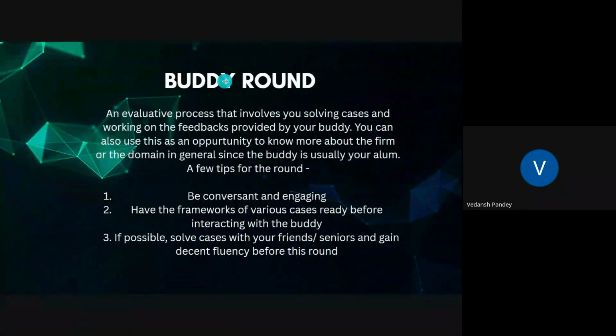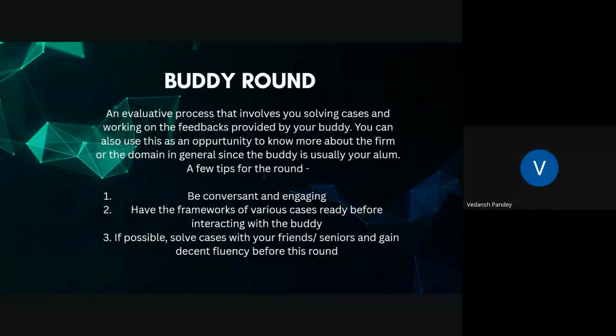Coming on to the buddy round. Once you get a resume shortlist, you are generally given a buddy who, as I said, most probably is an alum from our institute working in that company. The buddy round generally looks like you solving cases with your buddy or the allotted person.